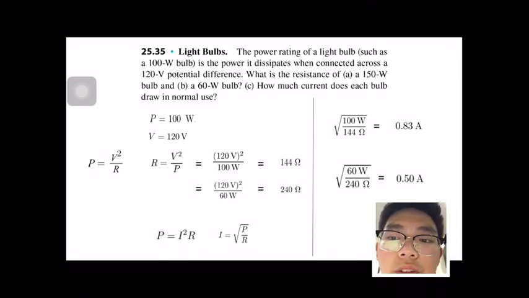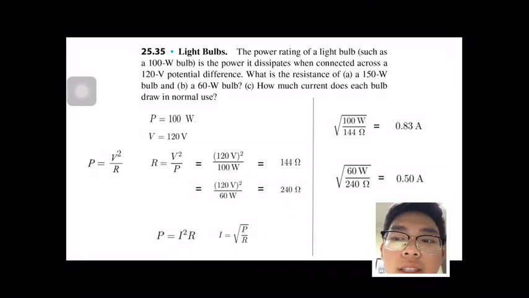Next, deriving from these equations again, we know that power is equal to I squared multiplied by R. So, to get I, all we need to do is divide P by R and square root the entire thing. So, I is equal to the square root of P over R. Looking at our equation, we have the square root of 100 watts over 144 ohms, which is the resistance we got a while ago, and we end up with a current of 0.83 amperes. This is the current for this 150 watt bulb.